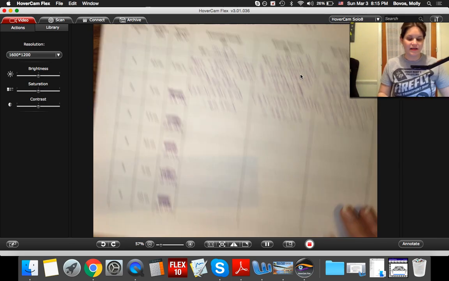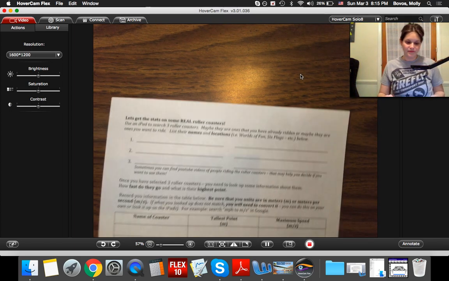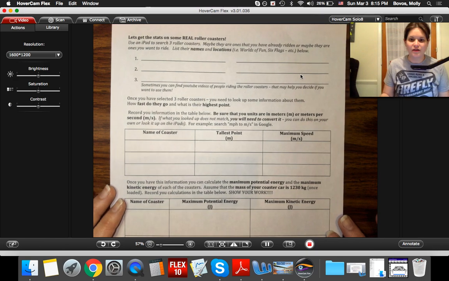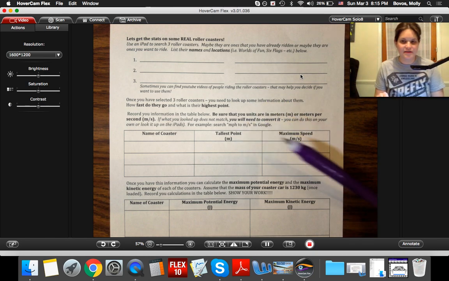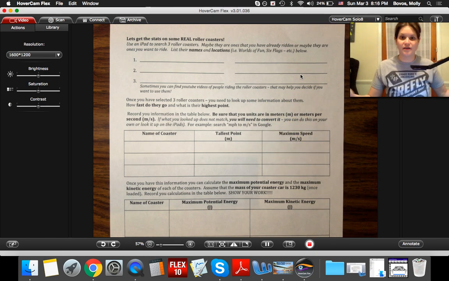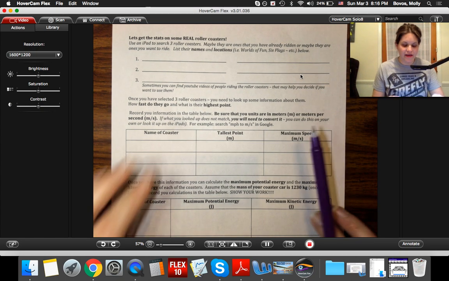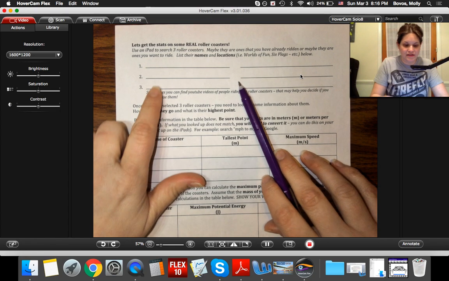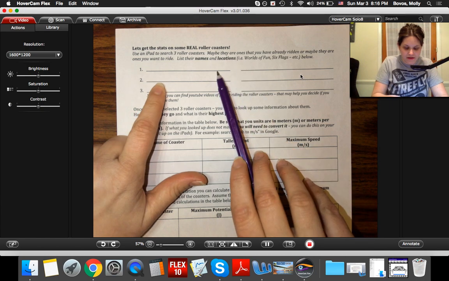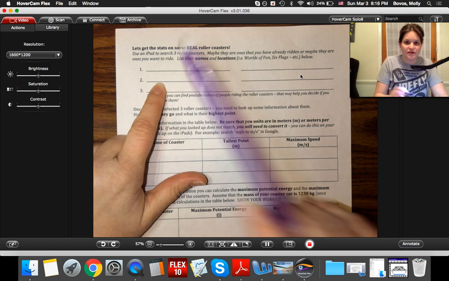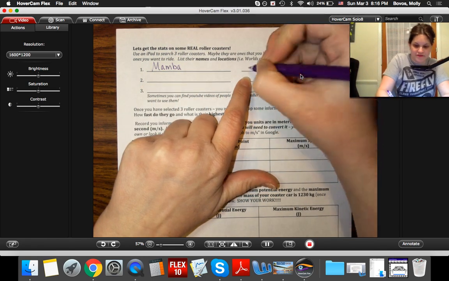And then the final thing that I'd like for you guys to do is on the back page. Here we are. I want you to look up some real roller coasters. So you can check out like Six Flags or Worlds of Fun right here in Kansas City. Any of them that you want, and you're going to write down the name of that roller coaster. So right here, I want to know the name and the location. So like maybe you decide to do the Mamba, which is at Worlds of Fun.